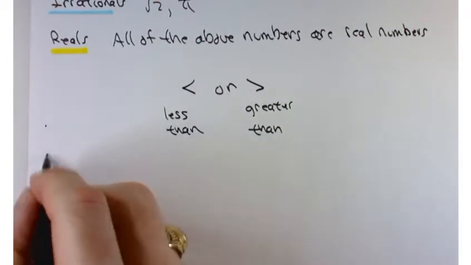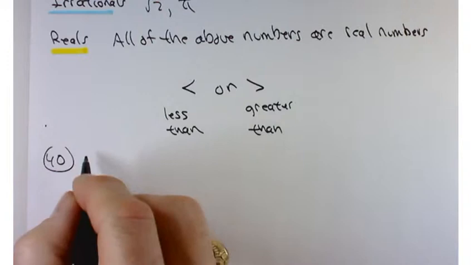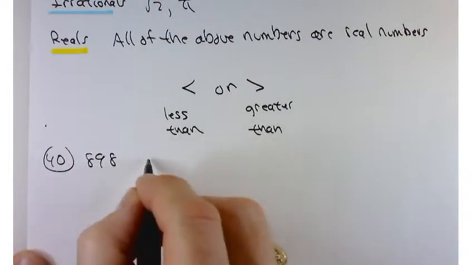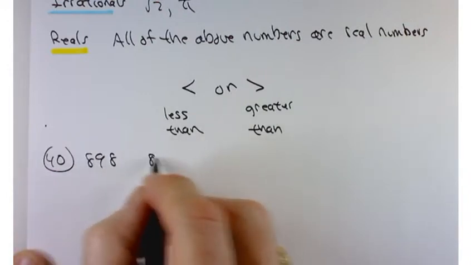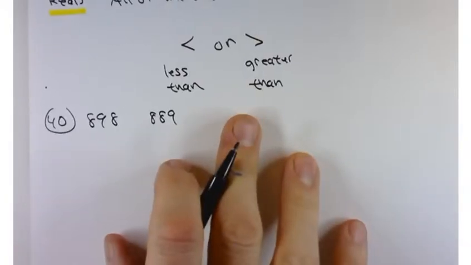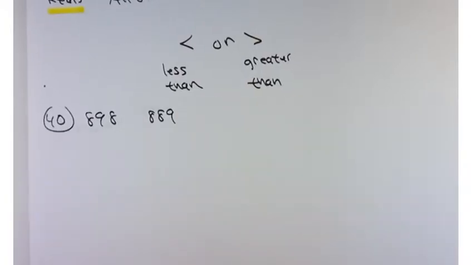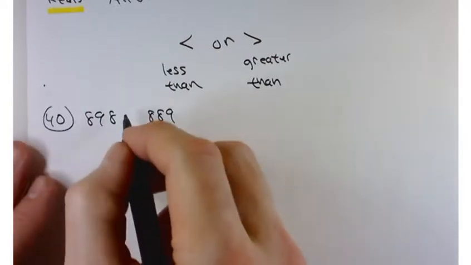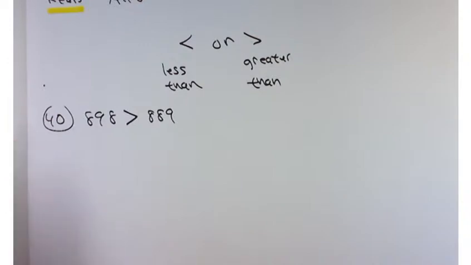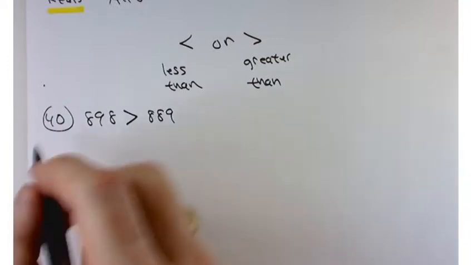For instance, problem number 40. 898 and 889. Which one's bigger? First one or the second one? First one. So that's going to have the bigger side. Like that. Well, that one's kind of like a nice warm-up toss. Let's look at some that are maybe a little bit more thought-provoking, starting with problem number 44.